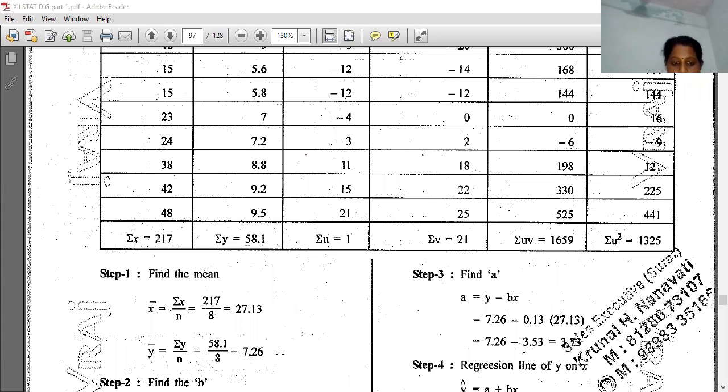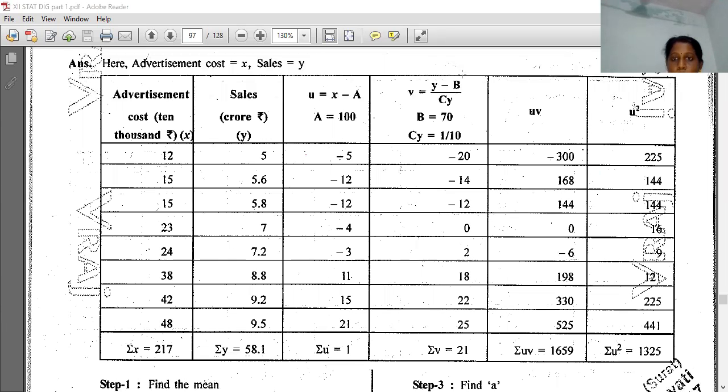What was the y bar? It was 7.26, so we will be taking 7. If you are taking cy in bracket y minus b, then what will be your y minus b? See, 5 minus b, which we have taken as 7. So 5 minus 7 is minus 2. Then here we are taking cy as 10, so that comes to 20. Understood? I am repeating, listen properly. Write down cy in bracket y minus b, then you can remember.